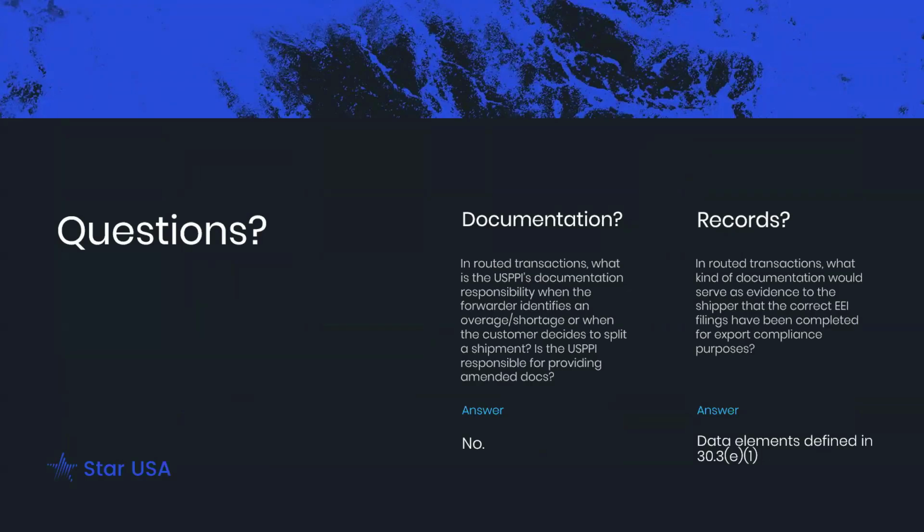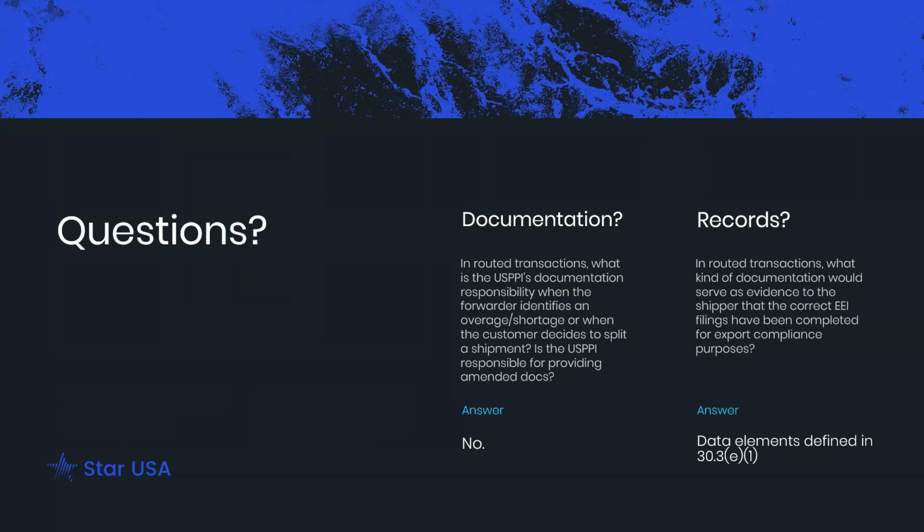Documentation-wise, in routed transactions, what is the USPPI's documentation responsibility when the forwarder identifies an overage or shortage, or when the customer decides to split the shipment? Is the USPPI responsible for providing amended documents? In a routed transaction, it is not a requirement for the USPPI to provide amended documents, either on a commercial invoice or on a packing list or on a bill of lading or anything like that.